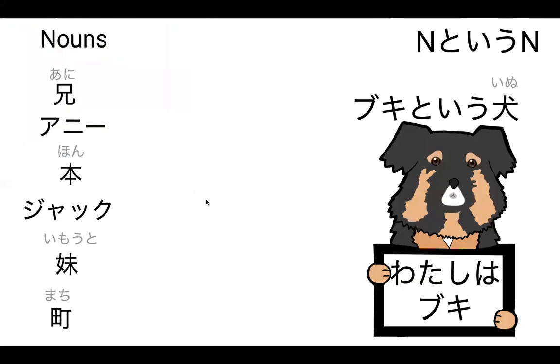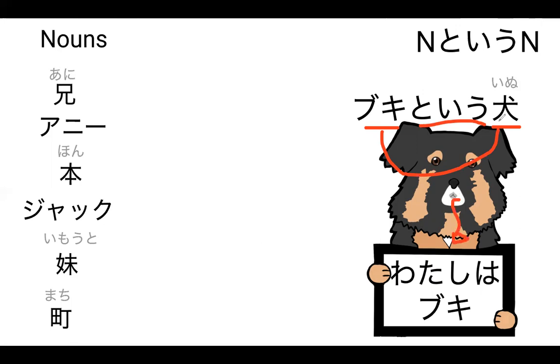And now we have a new grammar point, which is N to iu N. For example, Buki to iu inu. Watashi no namae wa Buki. So what does to iu mean? To iu, I do not know. So to iu is a way to say the name of something. So Buki to iu inu means a dog named Buki. That's why I have a little picture of Buki with a sign saying watashi wa Buki. So Buki saying this, I am Buki.